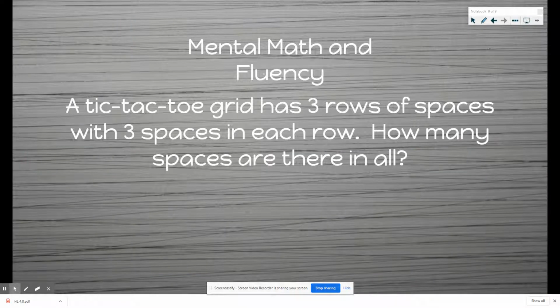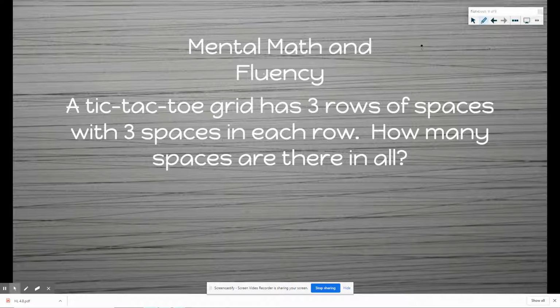So you are going to get a piece of paper maybe, or try to think of this answer in your head. A tic-tac-toe grid has 3 rows of spaces, with 3 spaces in each row. How many spaces are there in all? You should have answered 9, because if we are thinking about drawing a tic-tac-toe board, there are 3 rows and 3 spaces in each row. So I have 1, 2, 3, 4, 5, 6, 7, 8, 9. There are 9 spaces in all.